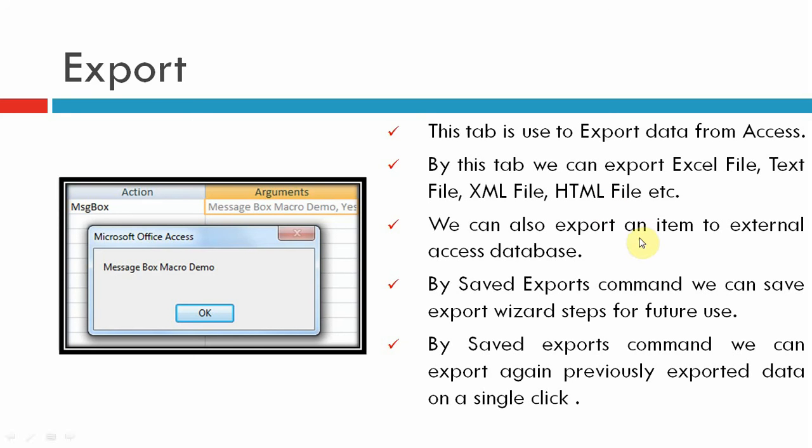We can also export an item to an external Access database. Means we can bring a table into some other Access database with the help of the export option. By saved export command, we can save export wizard steps for future use as we did in import. And by saved export commands, we can export again previously exported data on a single click, as we did its demo in the previous video in case of import. Now we will do it practically.